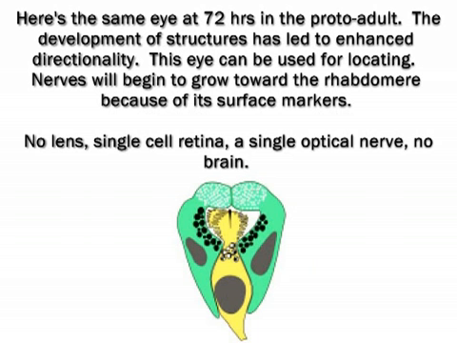Here's the same eye at 72 hours in the proto-adult. The development of structures has led to enhanced directionality. This eye can be used for locating. Nerves will begin to grow toward the rhabdomere because of its surface markers. No lens, single-cell retina, a single optic nerve, no brain.